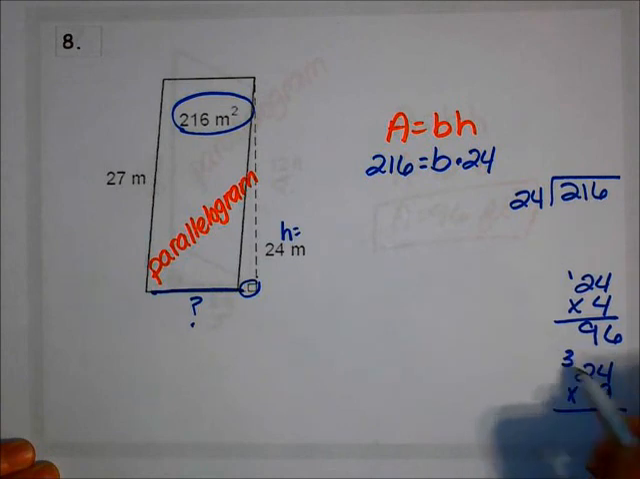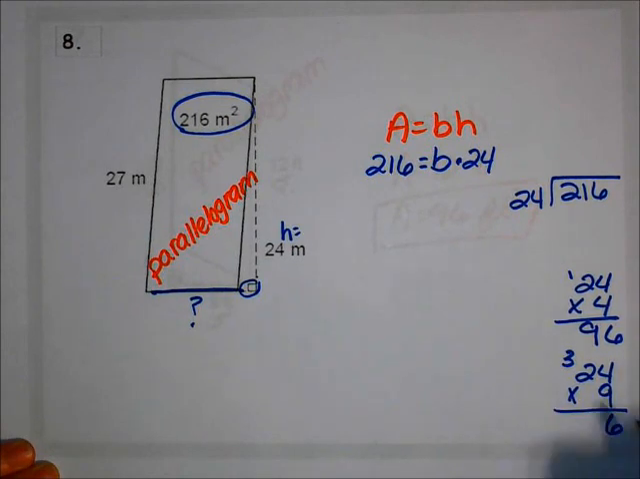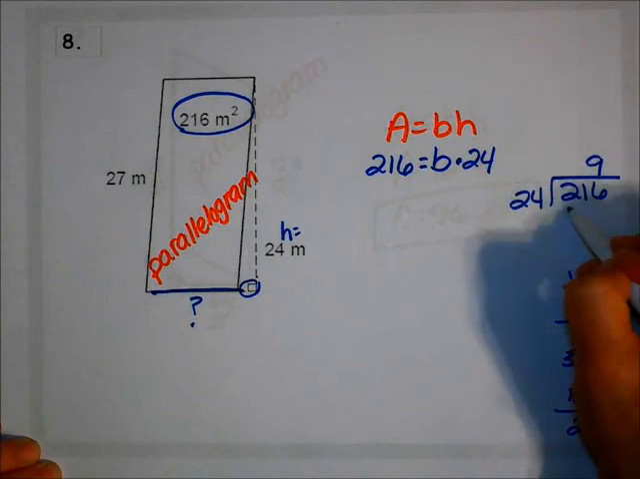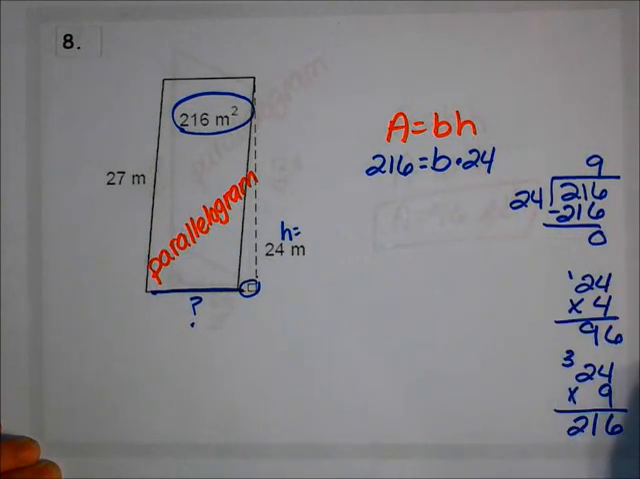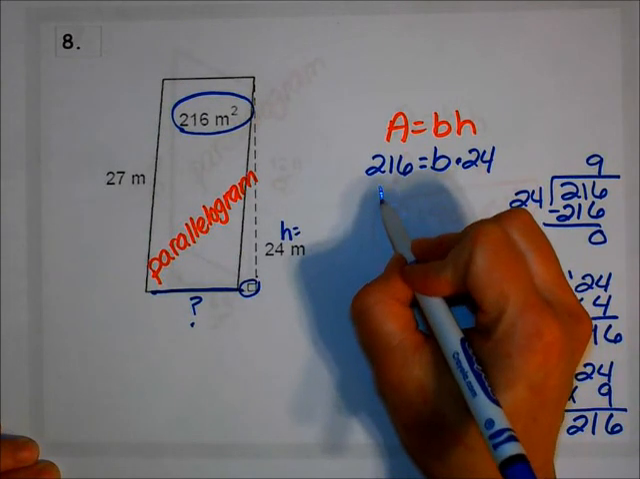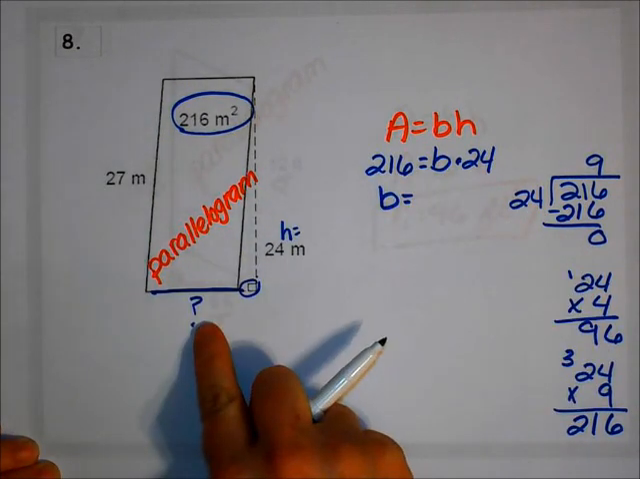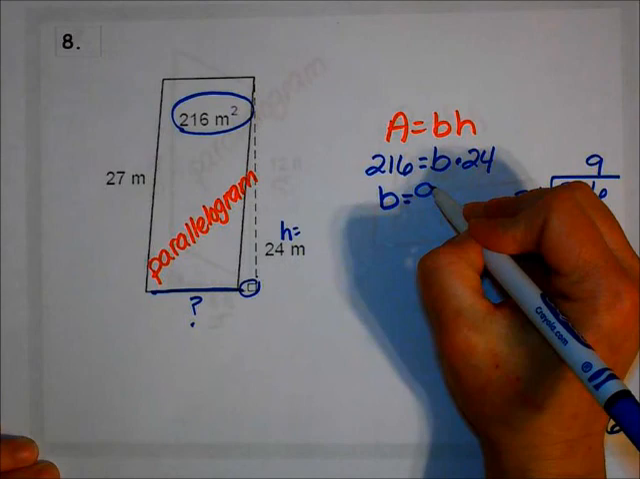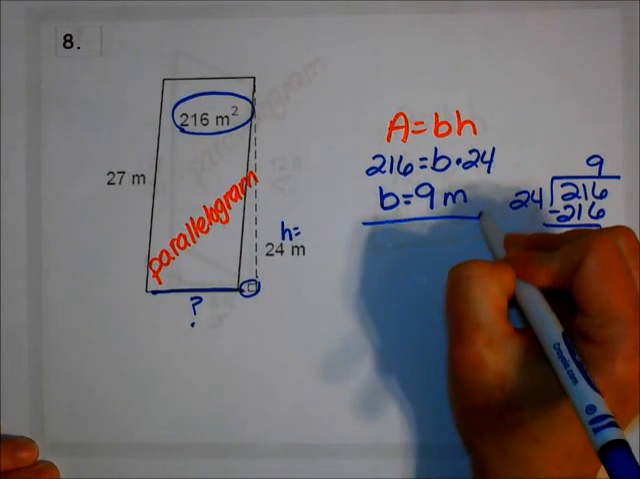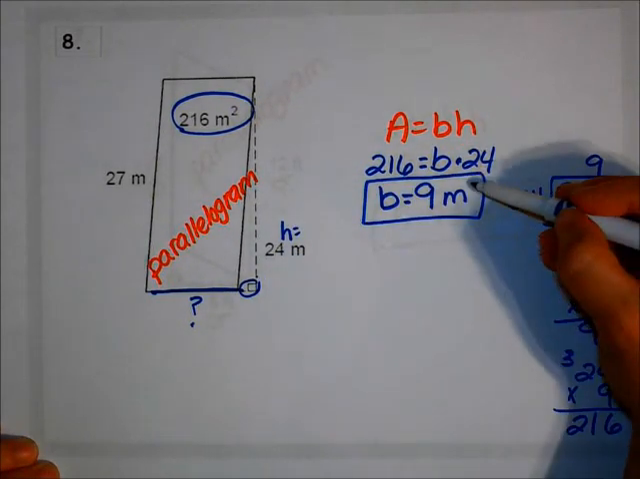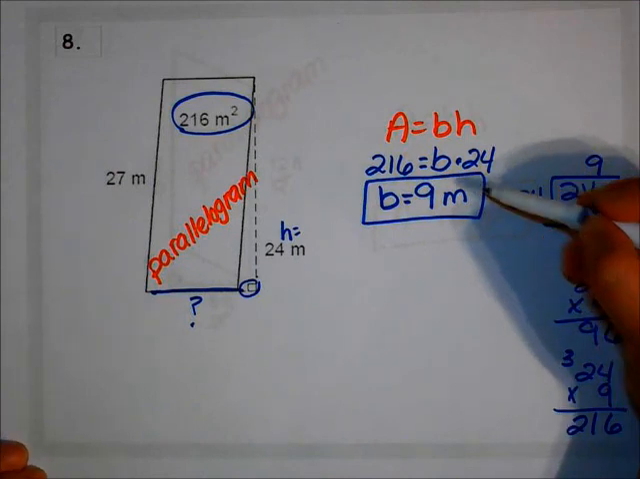9 times 4 is 36, carry the 3. 9 times 2 is 18. 18 plus 3 is 21. There's the 216. So 24 divides into 216 9 times with none left over. So B, or my base, is equal to 9 meters. Make sure you don't put meters squared because I'm not finding the area, I'm just finding the length of the base.